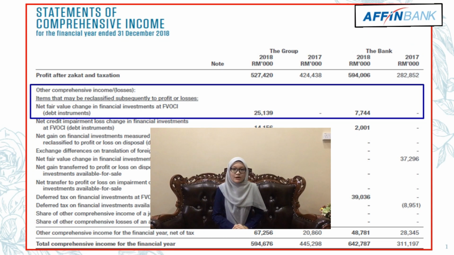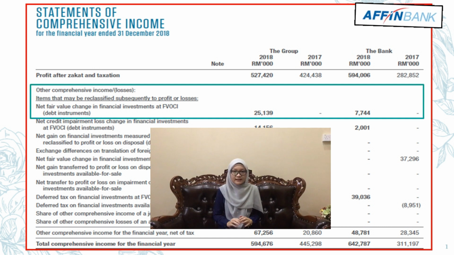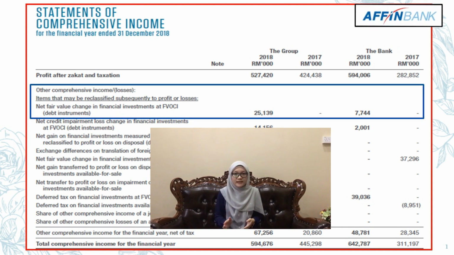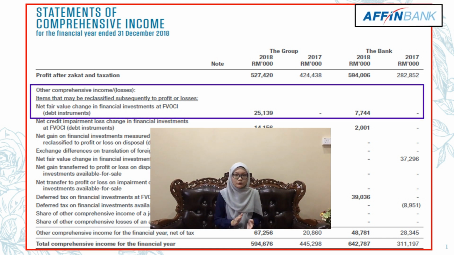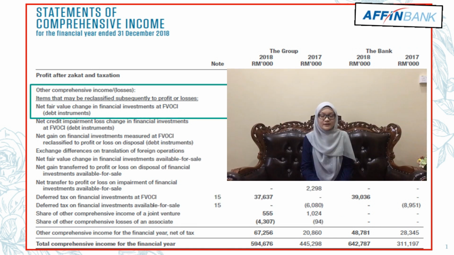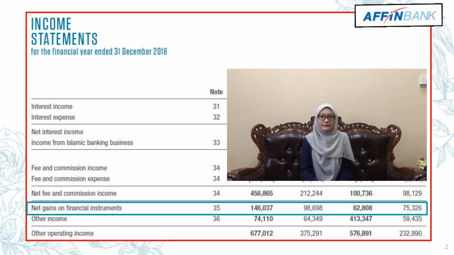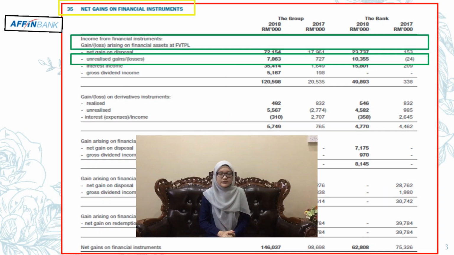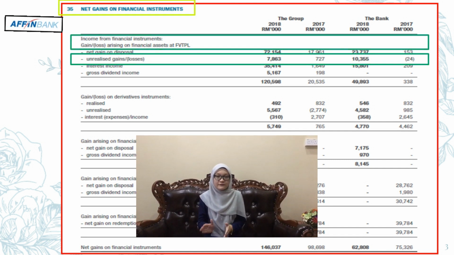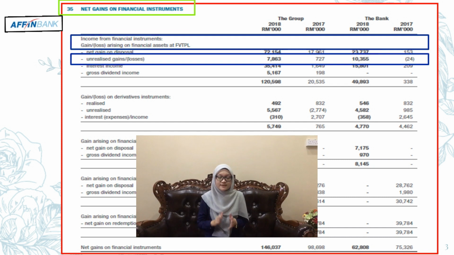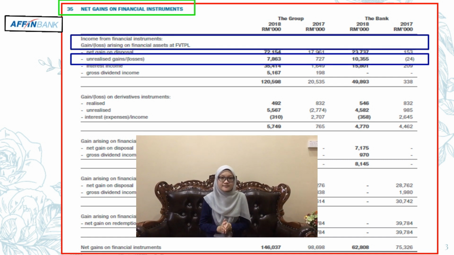This is an example of FVTOCI in the Statement of Comprehensive Income of Affin Bank 2018. They show net fair value changes in financial instrument at FVOCI, which is debt instrument. The amount is 25,139 million. While this is an example of net gain on financial asset in the income statement of Affin Bank 2018. We go through to note 35. They show unrealized gain or losses arising on financial asset at FVTPL, and the amount is 7.863 million.